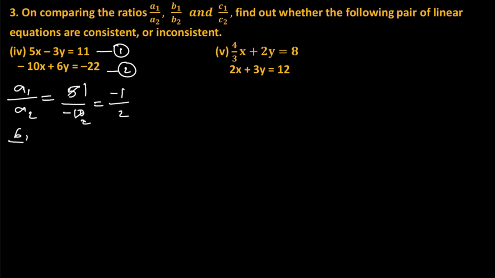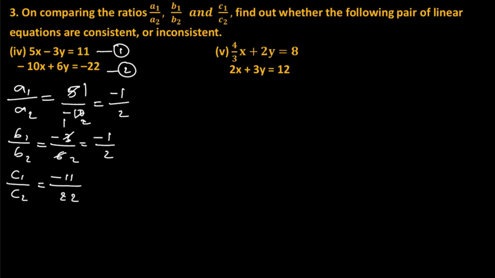Next one. b1 by b2 is equal to minus 3 by 6, which is equal to minus 1 by 2 again. 3 ones are 3, 3 twos are 6. Now, c1 by c2 is equal to minus 11 by 22, which is 11 ones are 11, 11 twos are 22, minus 1 by 2, same. So a1 by a2 is equal to b1 by b2 is equal to c1 by c2. It has infinitely many solutions.